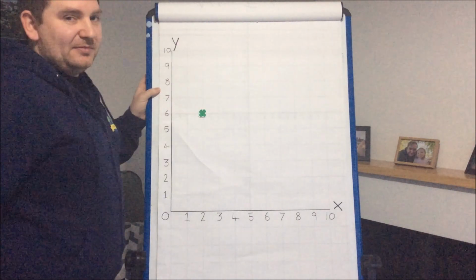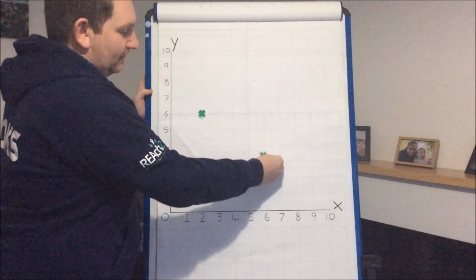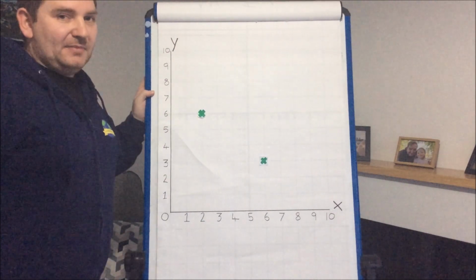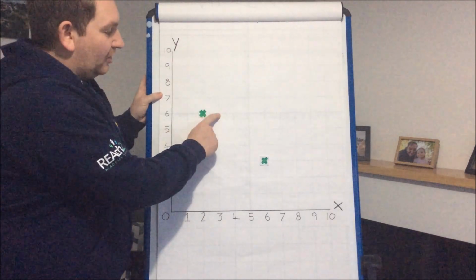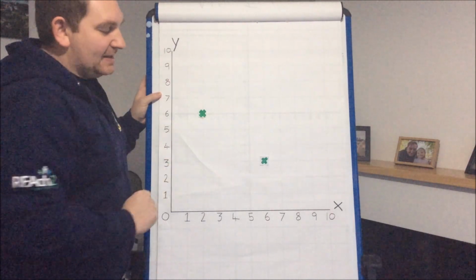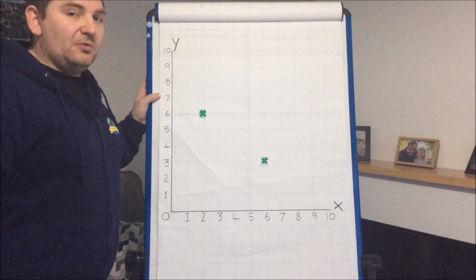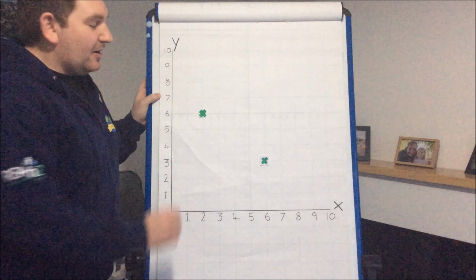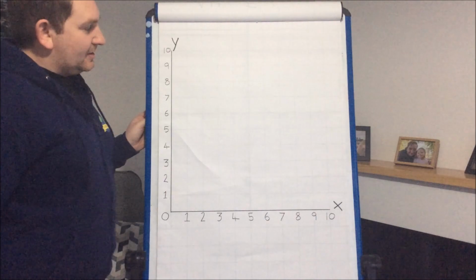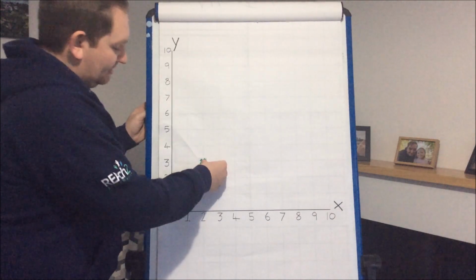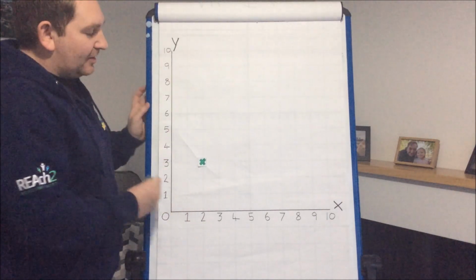I'm going to move that point. So from here, I'm going to move that point along and down and place it there. Translation is moving. So we've moved 1, 2, 3, 4 spaces along the x-axis and 1, 2, 3 spaces down the y-axis. I'm going to place another point on this grid. Let's go with 2, 3. So we have 2, 3, and I'm going to move it from here.